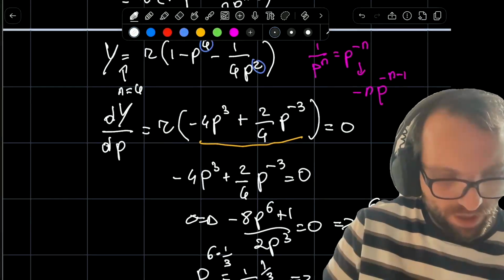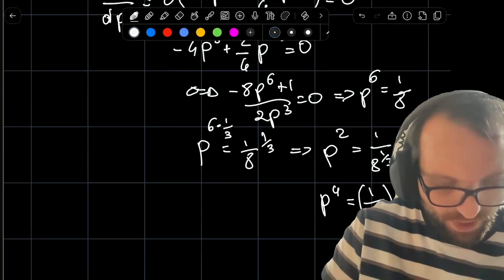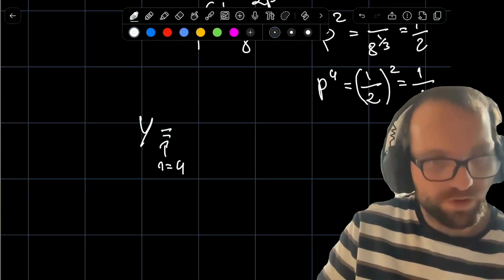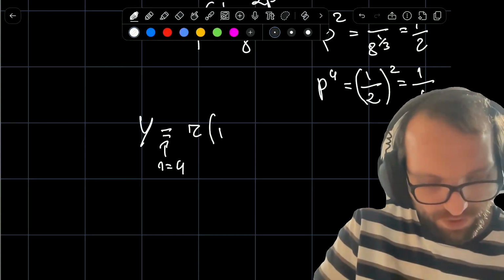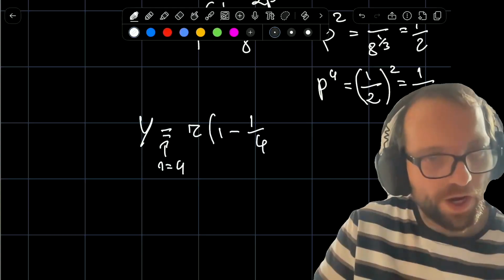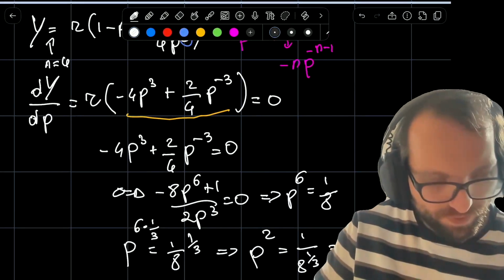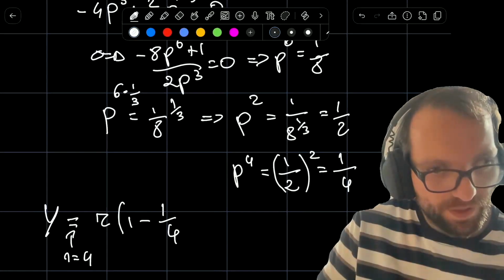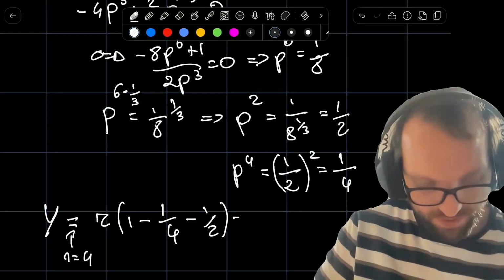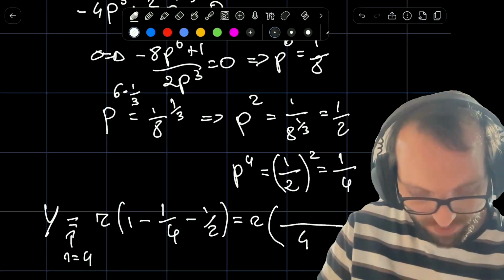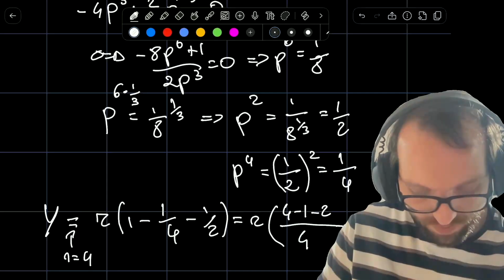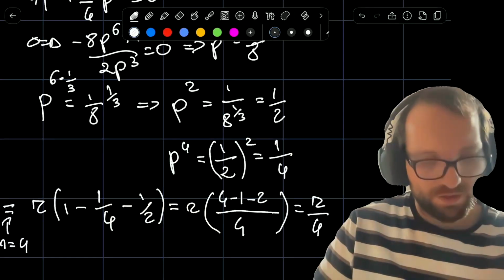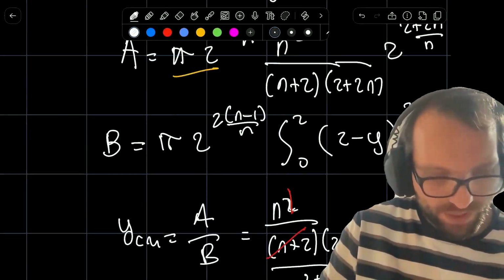Okay, so now we can put this value in our big Y when n is equal to 4, which is going to be r multiplied by 1 minus 1 over 4 minus 1 over 2. Okay, this is going to be exactly 4r divided by 4. Okay, so let's go to the next point.